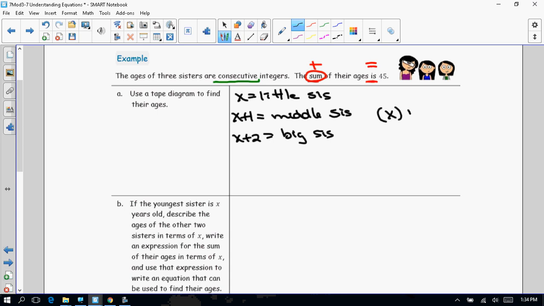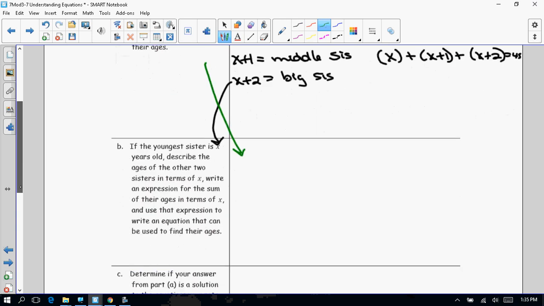But we do know that if we take the little sister, the middle sister, and the oldest sister and add them all up, it equals 45. That's what they're asking about. Is there a way to find this? Oh, I did this for part B. I like to just jump into the algebra. All right, so let's do the tape diagram. We'll put that one down here and see if we can figure this out.